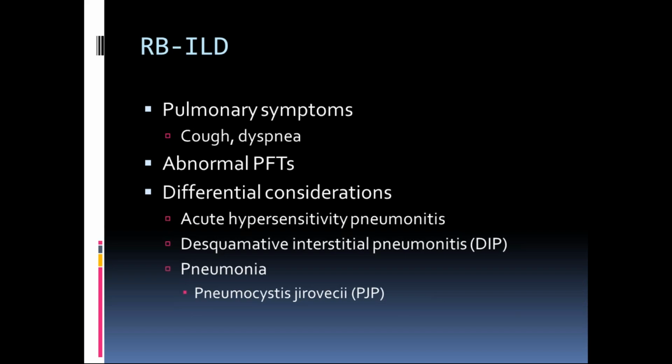Like I was talking about before, you get the pulmonary symptoms, abnormal PFTs, but there is a differential, and the differential is the acute hypersensitivity pneumonitis, the desquamative interstitial pneumonitis, which is more of an end stage, and you get, like I said, the fibrosis, and pneumonia. The pneumocystis can look exactly like this or variations of it. So having that in your differential, especially if you don't have any history, but honestly, if you get your HIV patients, it's pretty much a slam dunk at that point anyway. So that's the differential for the RB-ILD.